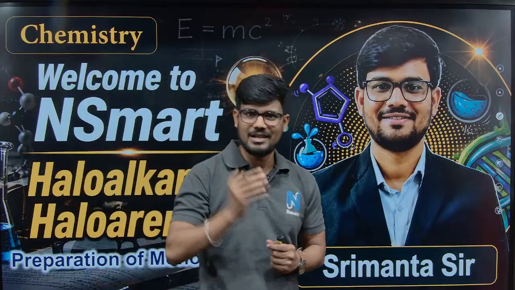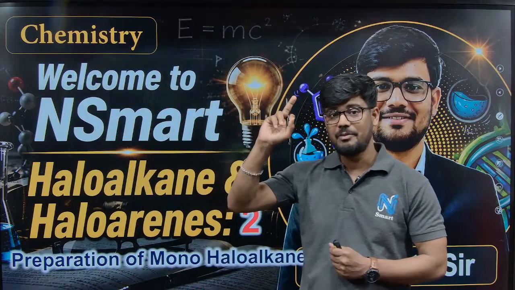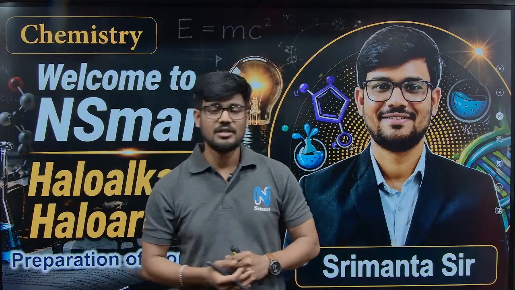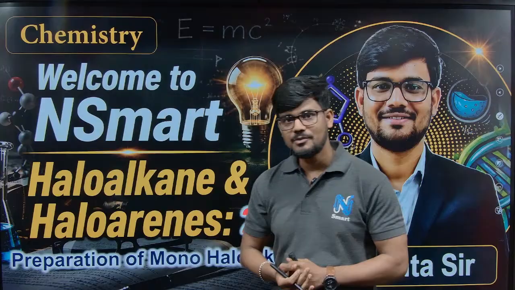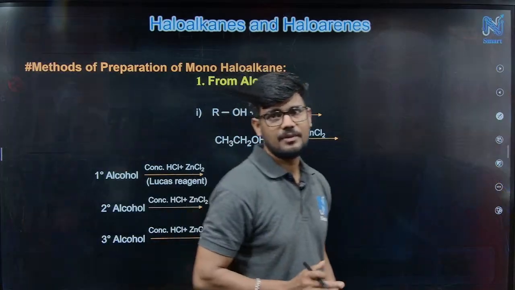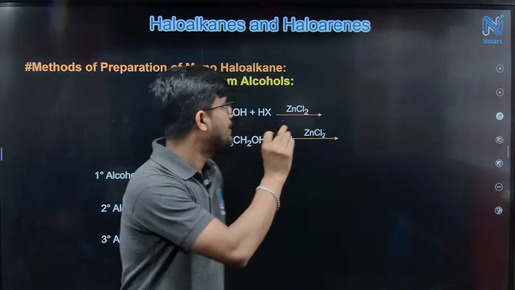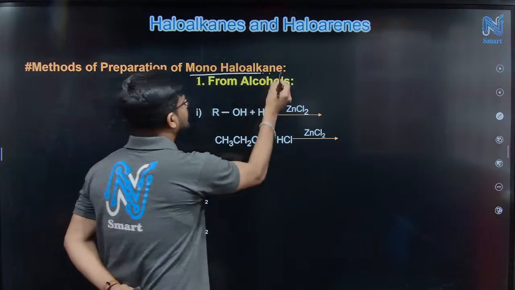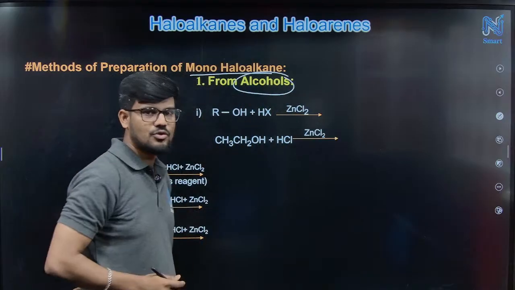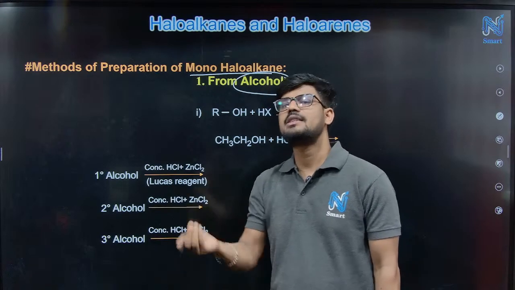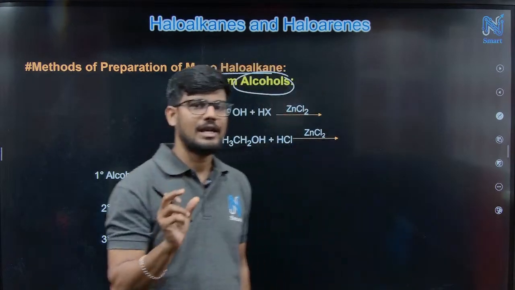For example, mechanisms. You may remember Markovnikov's rule, which you studied in 11th class, right? Anti-Markovnikov rules. Then some basic mechanisms we are also going to study. So now let's start. First thing, how we will prepare monohaloalkane from alcohols. So the starting material is alcohol. From that, how we will synthesize monohaloalkane, meaning RX.